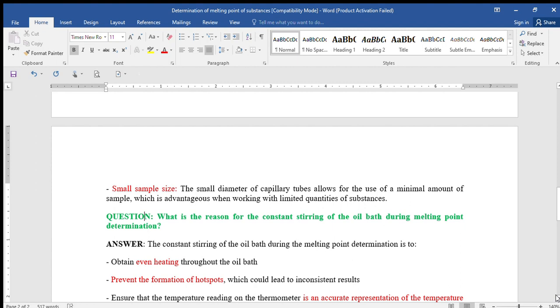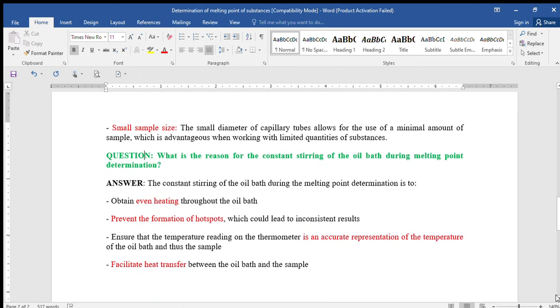One, it will allow you to have even heating throughout the oil bath. It won't be that one part is too hot, the other part is warm. It will allow for even heating, same temperature throughout the oil bath. Number two, it will prevent the formation of hot spots, which could lead to inconsistent results. Because if you don't actually stir your oil bath, some parts will be very, very hot, or some parts will be cold. It's still the same thing like even heating, so it prevents the formation of hot spots. Number three, it ensures that the temperature reading on your thermometer is an accurate representation of the temperature of the oil bath, which is invariably the temperature of your sample. Okay, now lastly, it facilitates heat transfer between the oil bath and the sample.